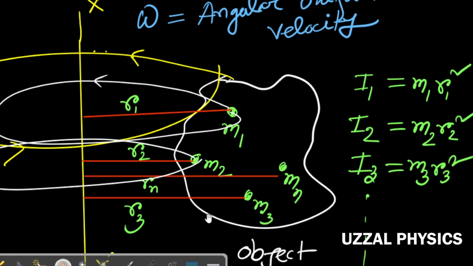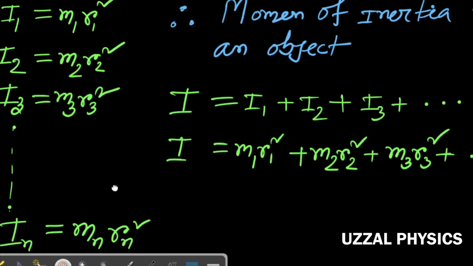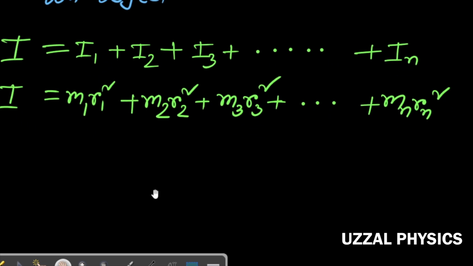I think all of you clearly understand, and this is the actual technique to find the moment of inertia of an object. Okay, my dear students, now our duty is to write this equation mathematically. We can write this equation with a special notation. This special notation is summation, and this is the symbol of the summation.